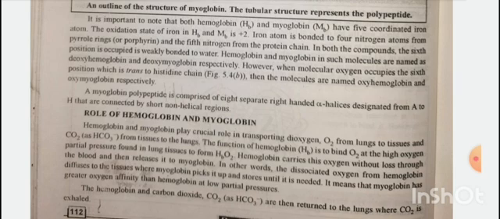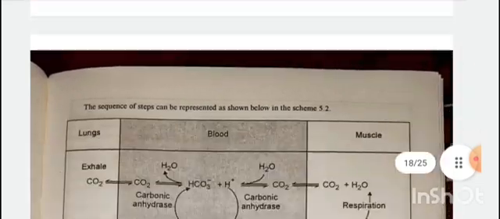In other words, the dissociated oxygen from hemoglobin diffuses to the tissues where myoglobin picks it up and stores it until it is needed. It means that myoglobin has greater oxygen affinity than hemoglobin at lower partial pressure. The hemoglobin and the carbon dioxide CO2 as HCO3 negative are then returned to the lungs where CO2 is exhaled.